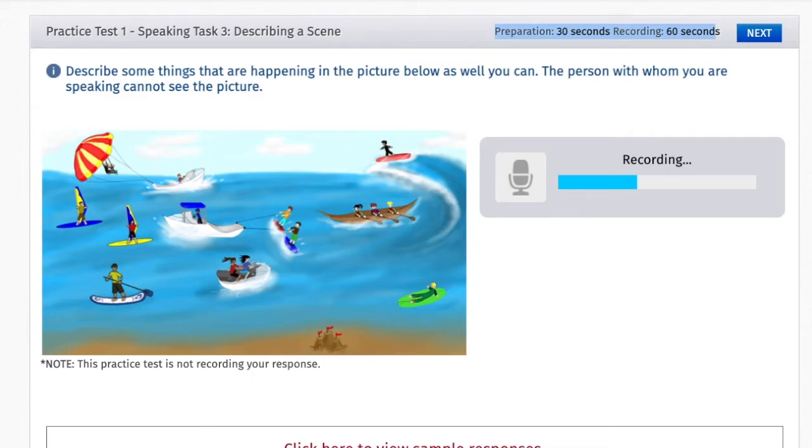So, right, we need to look at the location, and also we should look at all the actions of the people, where they are and what they are doing. This is the most important part, describing what the people are doing.